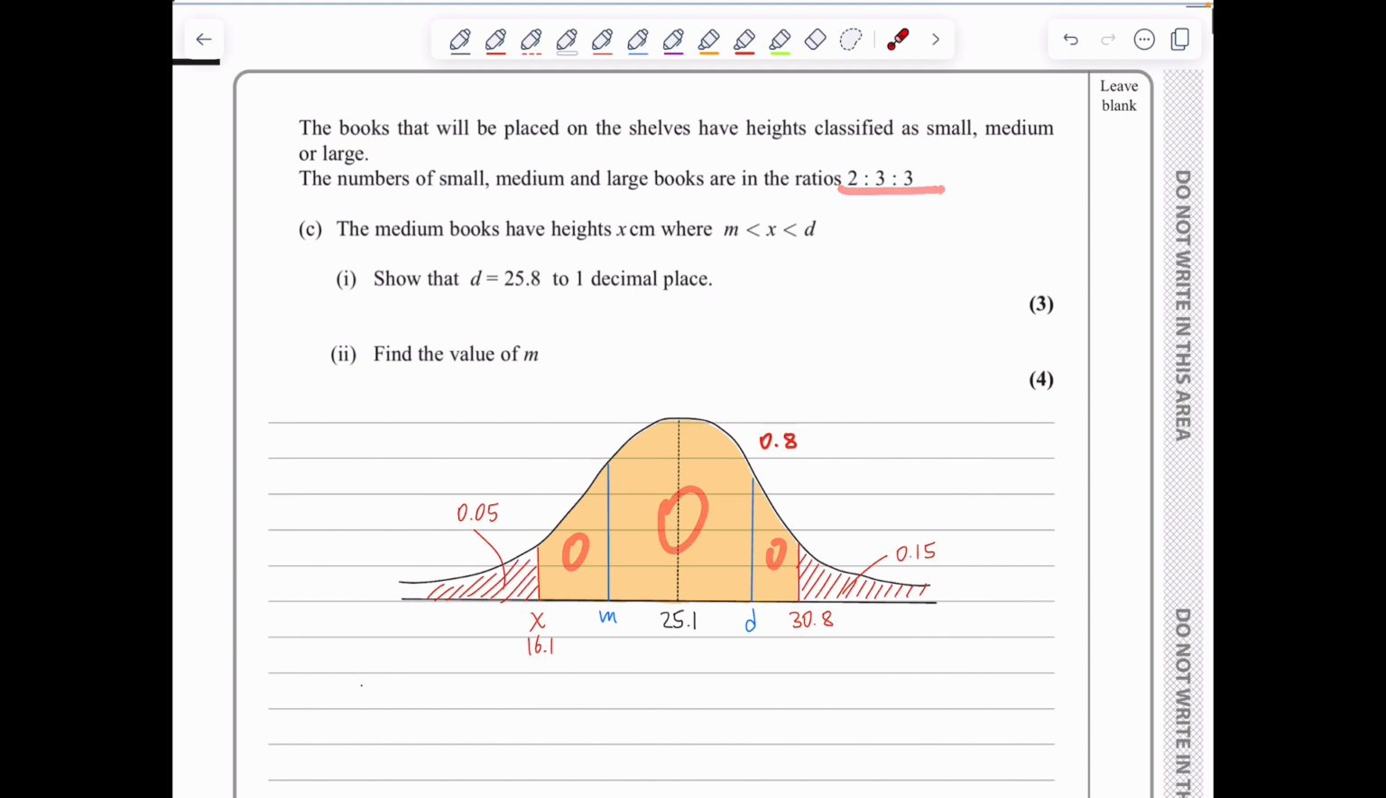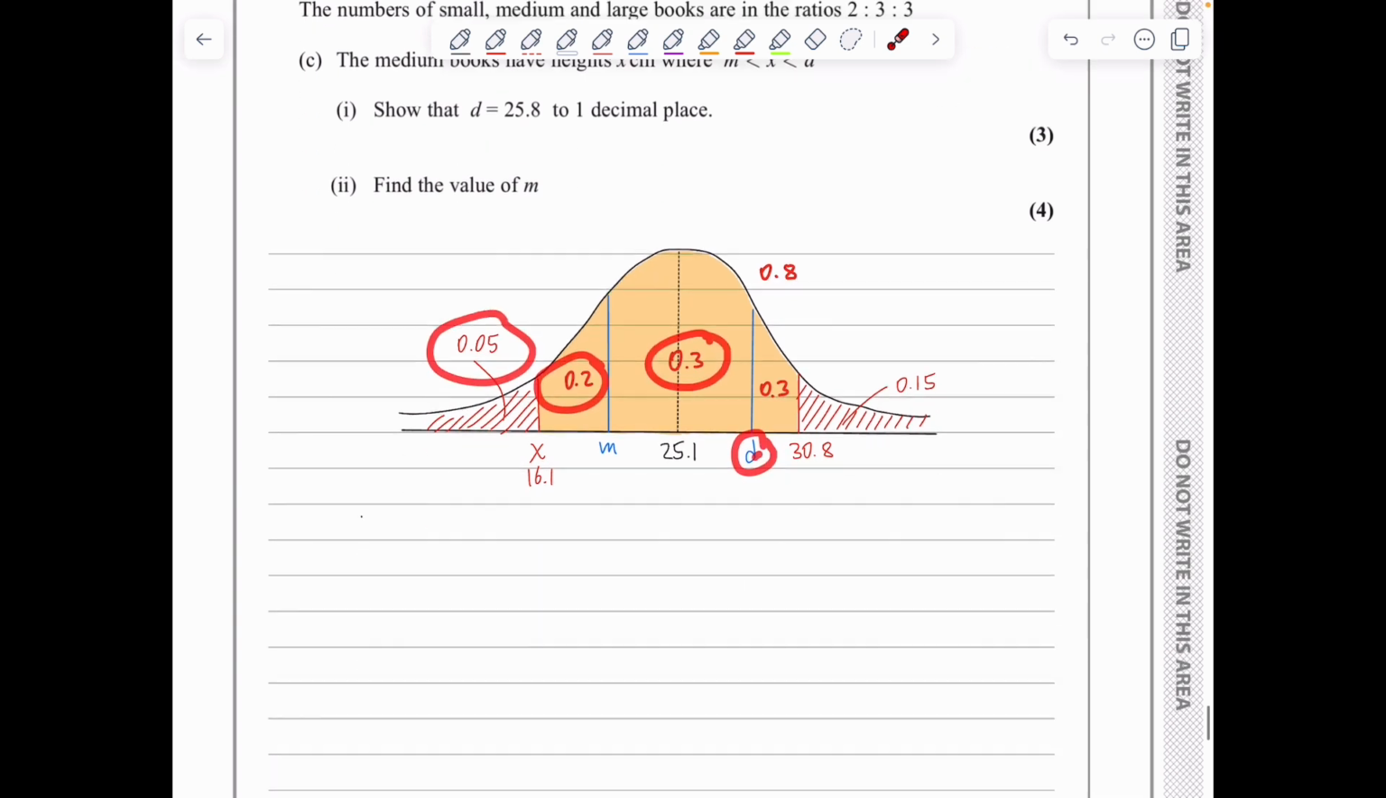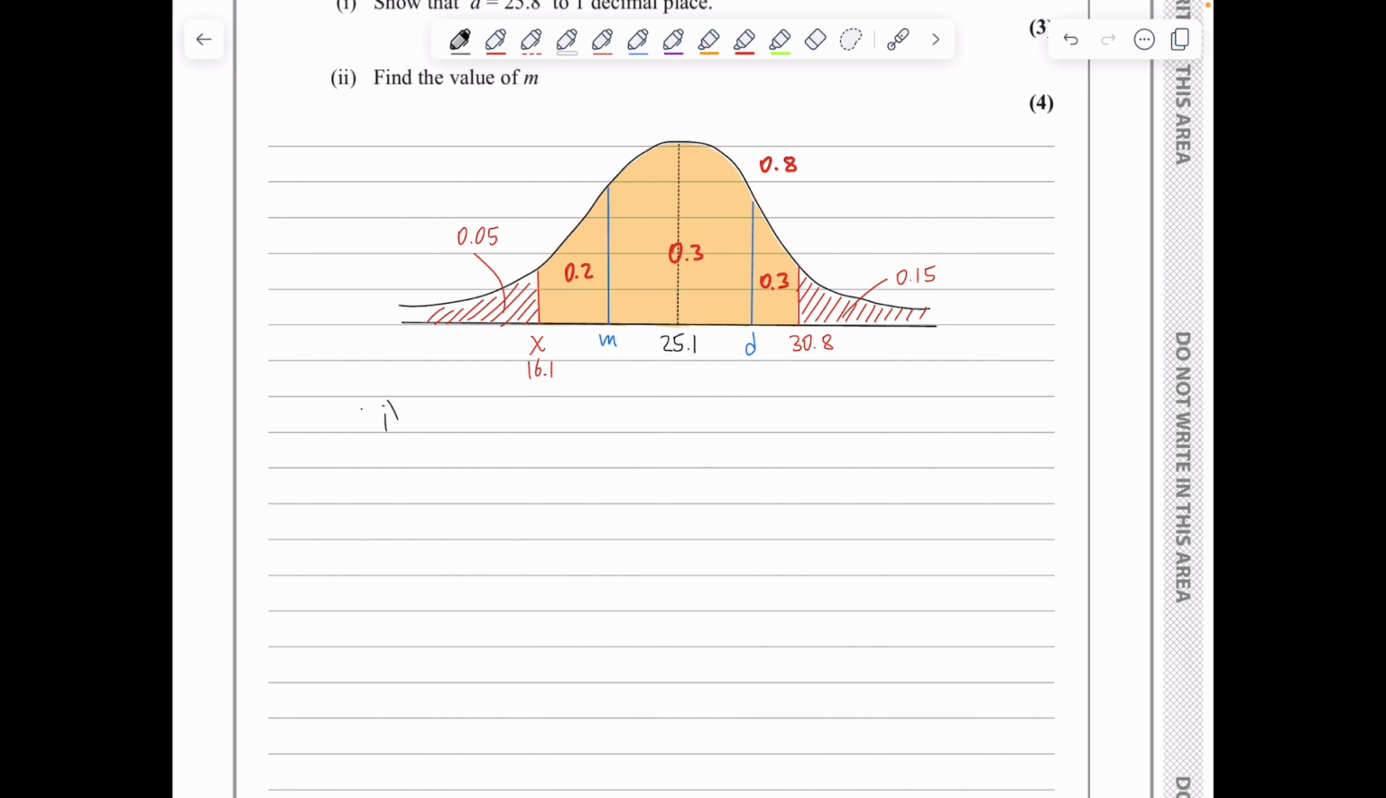Well, if all of this is 0.8, and I'll be splitting it into the ratio 2 to 3 to 3, obviously this is going to be 0.2, this is going to be 0.3, and this is going to be 0.3. So to find the value of D, I'll simply say that the probability of H, the height, being less than D is 0.3 plus 0.2 plus 0.05. So let me start by writing this. We've got the probability of H being less than D to be 0.05 plus 0.2 plus 0.3, which is 0.55.